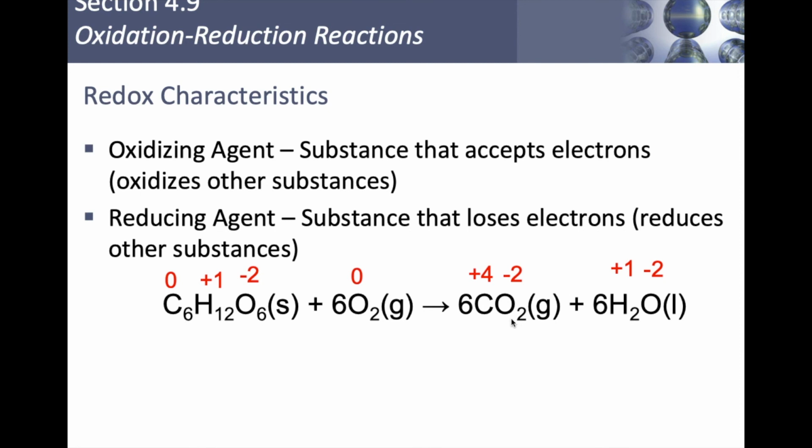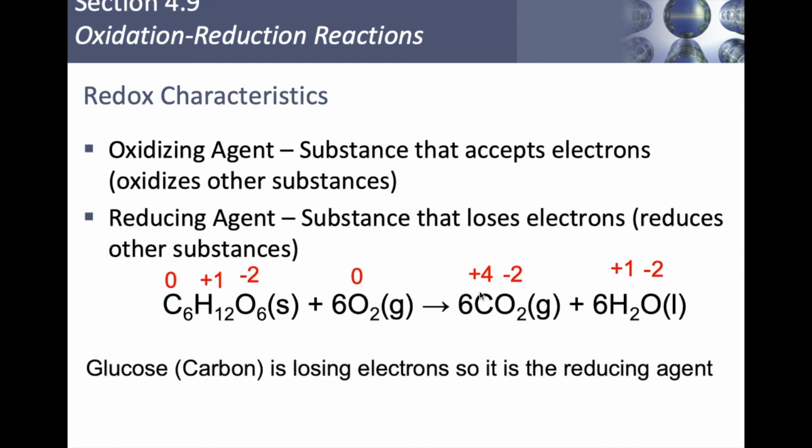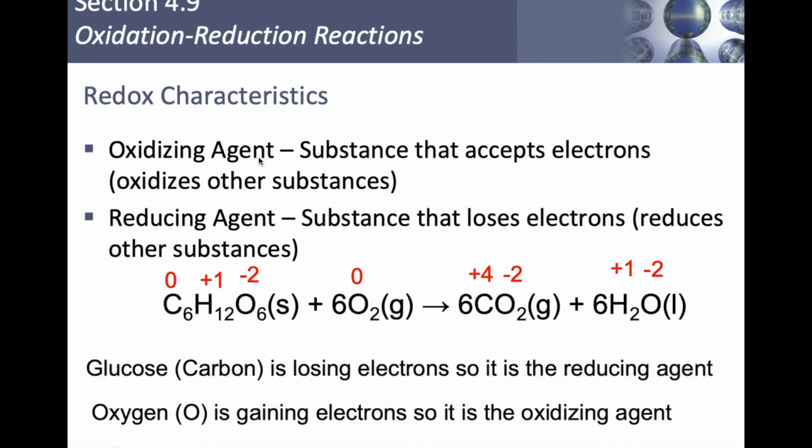Oxygen on this side is -2 and on this side is -2. But over here, it's a 0. That's kind of strange. Even here, look, carbon is 0 here, but then it becomes +4 here. So let's think about whether we have oxidizing agents or reducing agents.